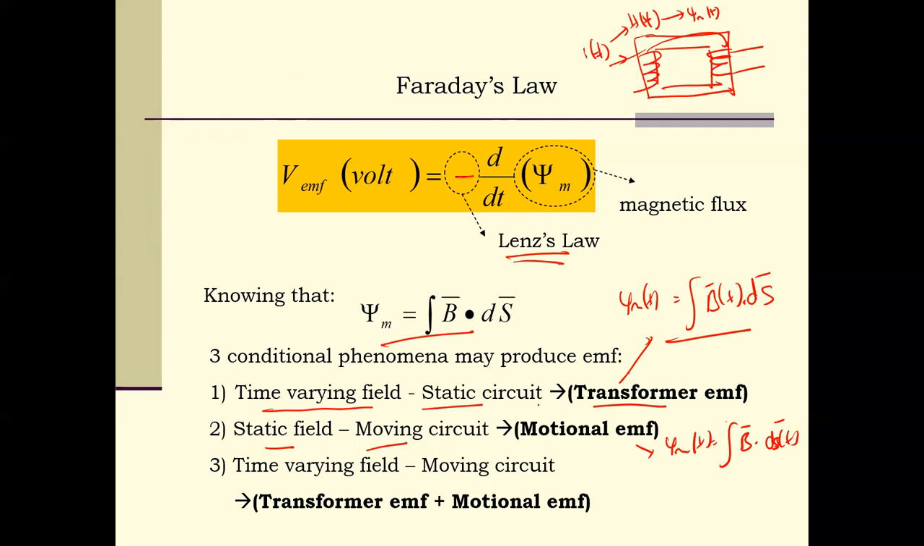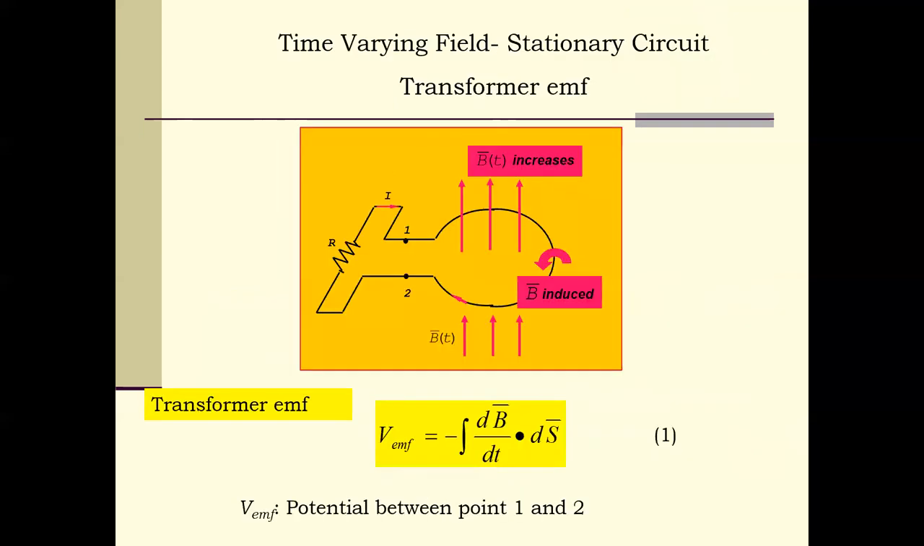Okay, so this will be the motional EMF, and then the third one will be a combination of transformer EMF and motional EMF, whereby you have a time-varying field and a moving circuit. Or you can say that for the third method of EMF generation, we have the flux based on a time-varying field, and also the circuit is moving. Okay, so these are the three methods of how EMF can be generated in a circuit.